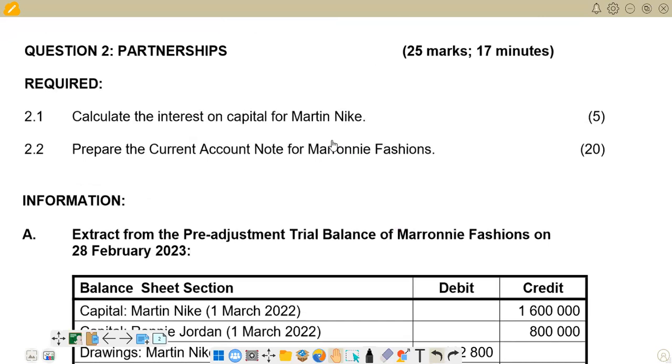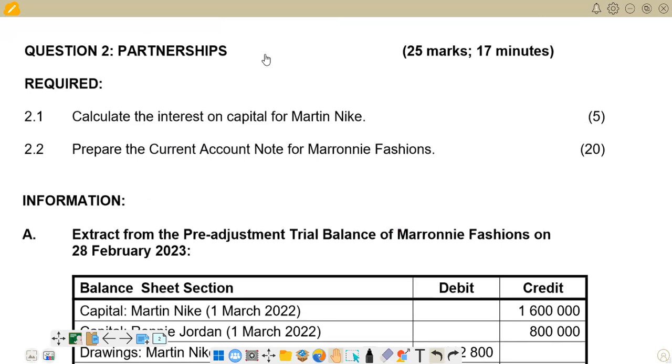Today we want to look at a question from June 2023, working on a provincial question paper from Gauteng province. This question is on partnership, and specifically we need to calculate the interest on capital and then also prepare the current account.